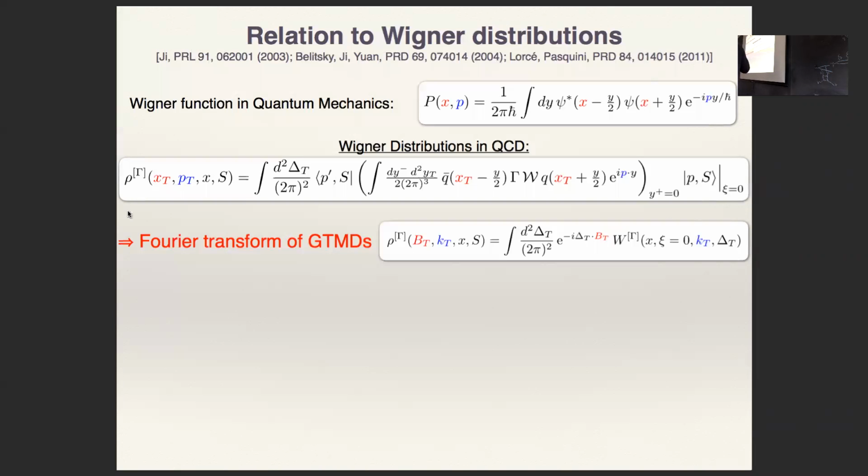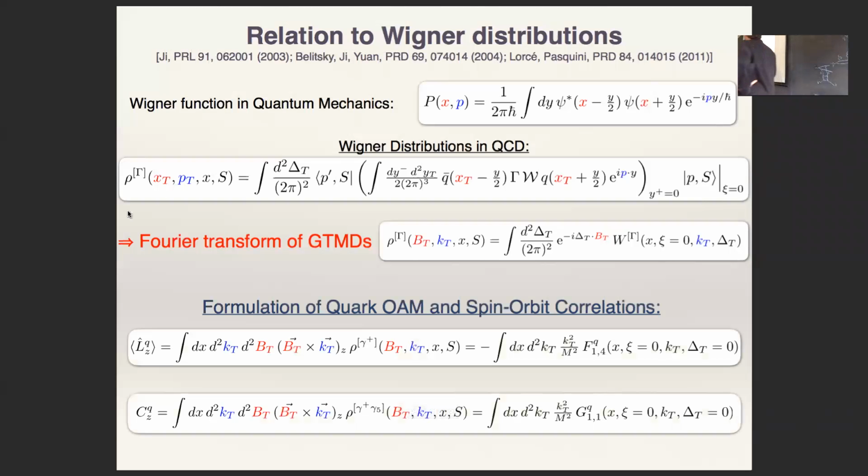And Barbara and Cédric found out that these Wigner functions are related to GTMDs upon a Fourier transform. So we take the GTMDs and make a Fourier transform with respect to delta t, and this translates it to impact parameter space, and we take psi equal to 0. And again, these Wigner functions are really nice to get an intuitive formulation of quark orbital angular momentum and also of spin-orbit correlation.